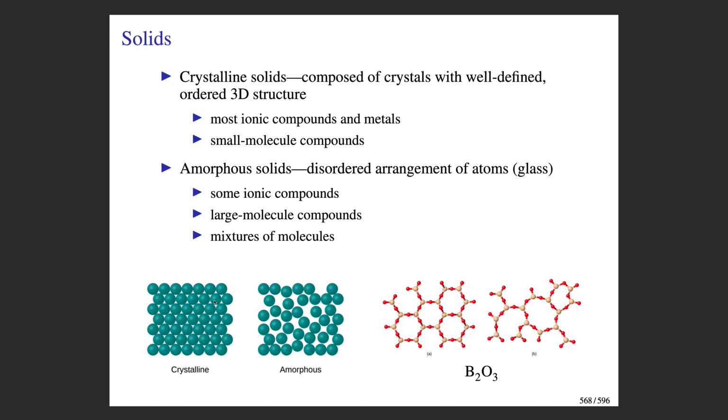Here's a cartoon representing the difference between a crystalline solid and an amorphous solid. Here in the crystalline form, you can see that every atom or molecule is in its place, whereas in the amorphous solid, it's not so well organized. And so you get a disorganized structure.